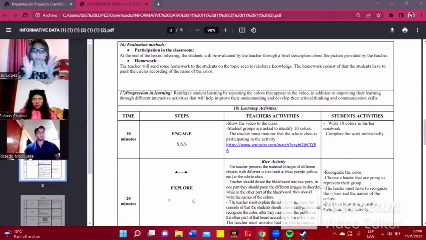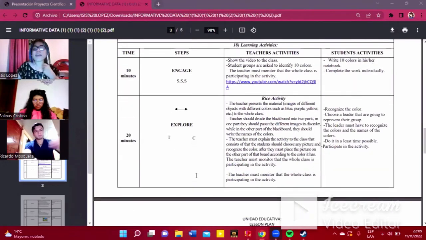For this activity, we have 10 minutes, and the activity consists of the teacher showing a video to the whole class related to the topic of colors. Students are asked to identify 10 principal colors, and the teacher must monitor that the whole class is participating in the activity. The students have to write 10 colors in his or her notebook, and they have to complete the work individually.